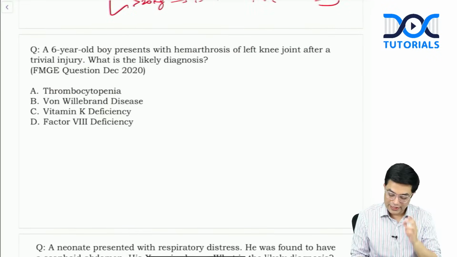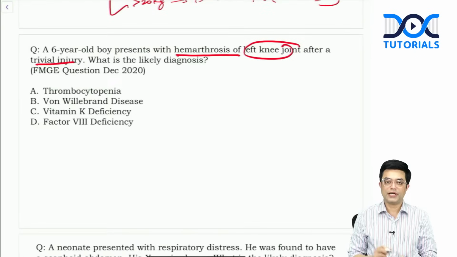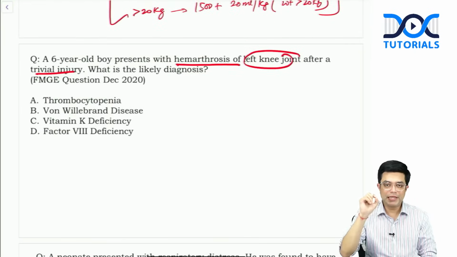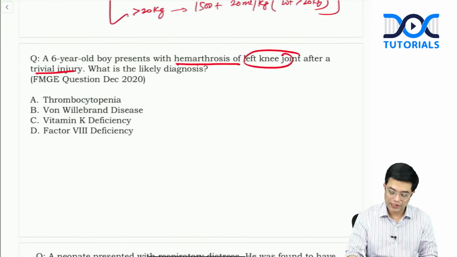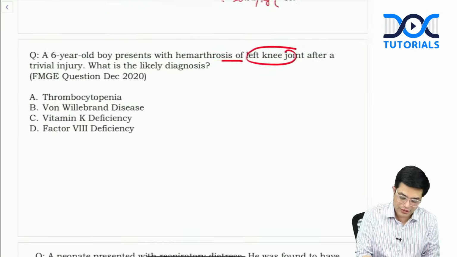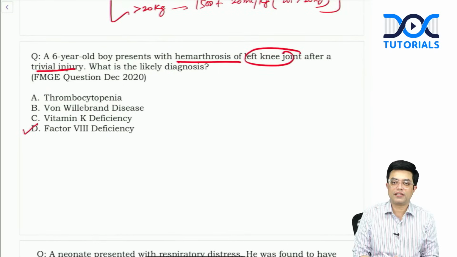A 6-year-old boy presents with hemarthrosis of the left knee joint after a trivial injury. What is the likely diagnosis? Bleeding into joints and bleeding into muscles is a feature of hemophilia. And which is the hemophilia mentioned in this question? It is D, which is factor 8 deficiency.